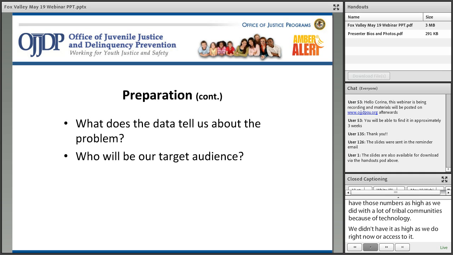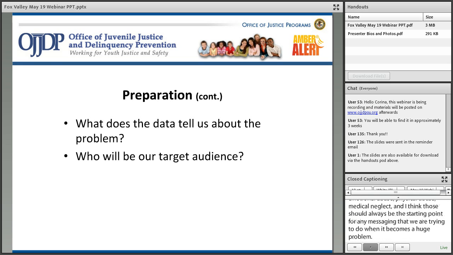And I think those should always be the starting point for any messaging that we're trying to do when it becomes a huge problem. And that's by validating through our own casework and our numbers and our CPT meetings what issues are before we go really full force on trying to say that child abuse overall is an issue. For example, we've got a casino, so we've had 20 calls of neglect or child abandonment within the area, as opposed to maybe 3 calls of physical abuse. So that's what I wanted to use as the example.